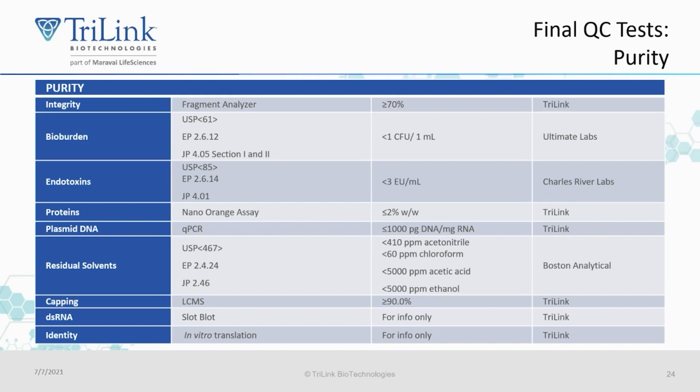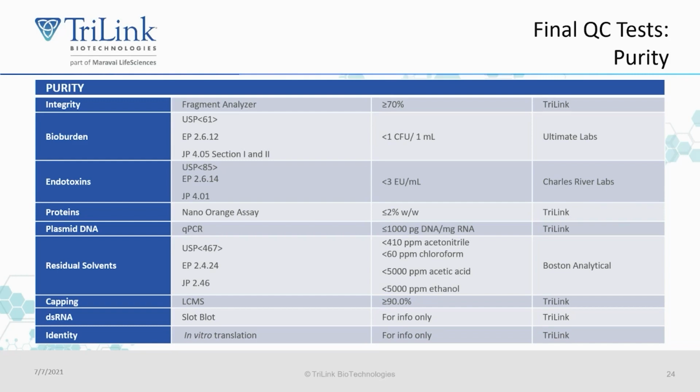Residual solvent panel will be chosen based on the manufacturing process, and so TriLink can have a conversation with you around what residual solvents are important to test for. In a standard panel, we're going to look for any residual solvents that are known safety concerns, such as acetonitrile, chloroform, acetic acid, or ethanol.